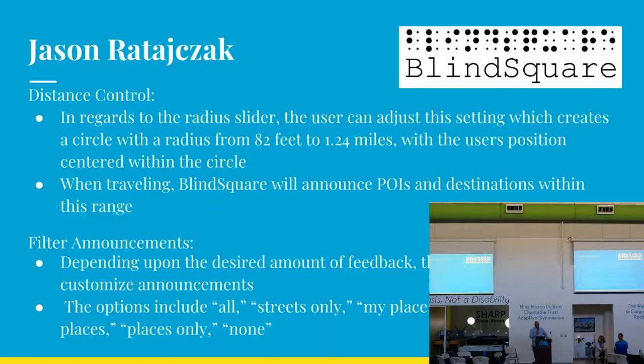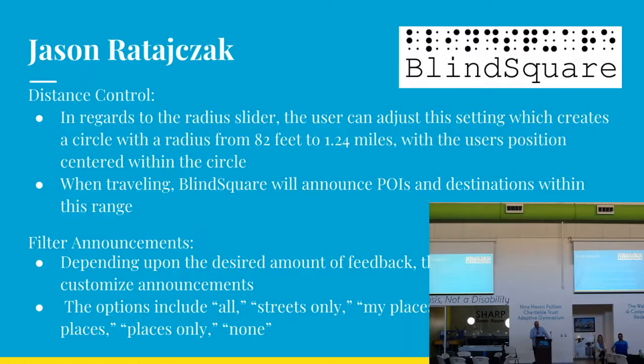Another option you can choose is the distance control. At the top of the main screen, you'll see a radius slider, and the user can adjust this setting, which creates a circle with a radius anywhere from 82 feet to 1.24 miles, and your position is centered in the middle of the circle. So when you're traveling, BlindSquare will announce the points of interest and other destinations within this range that you set. And you can also filter the announcements, which I touched on a little bit earlier.